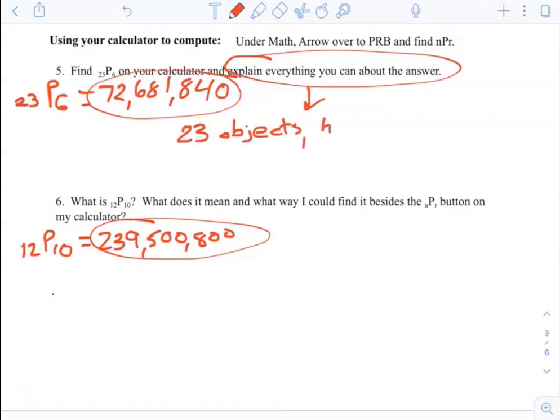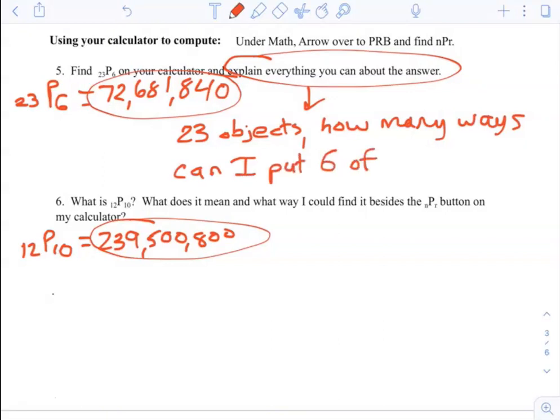I want to know how many ways can I put 6 of them in order. That's what this means. For the second one, I have 12 objects. How many ways can I put 10 of them in order?